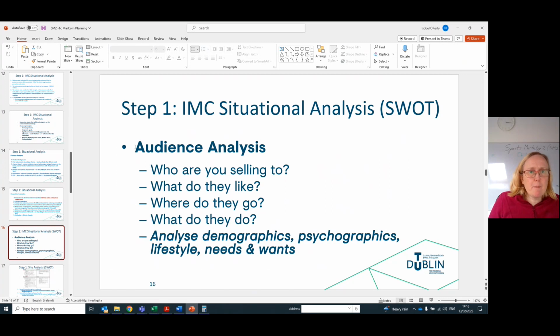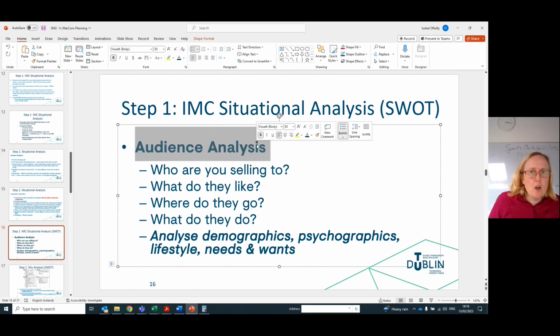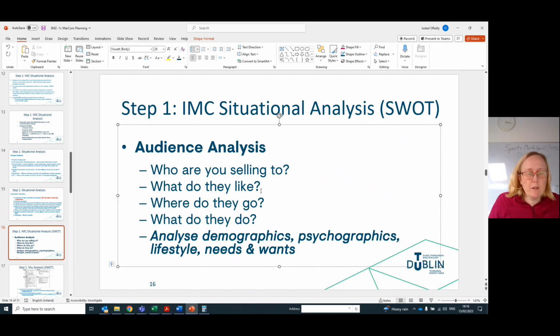So next within step one is audience analysis, understanding our target market. Who exactly are you selling to? What do they like? What are their choice criteria we talked about in previous classes? Where do they go? What do they do? Analyze demographics, psychographics, lifestyle, needs and wants. What social media pages do they prefer? How much time do they spend online?